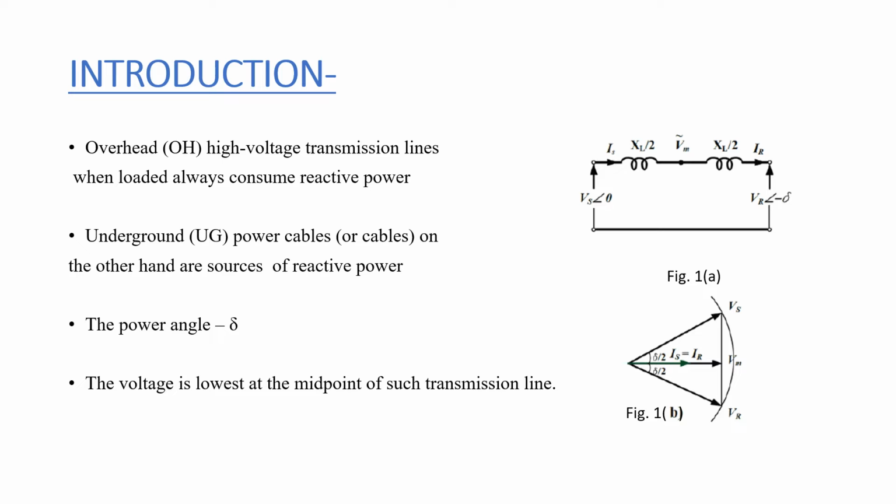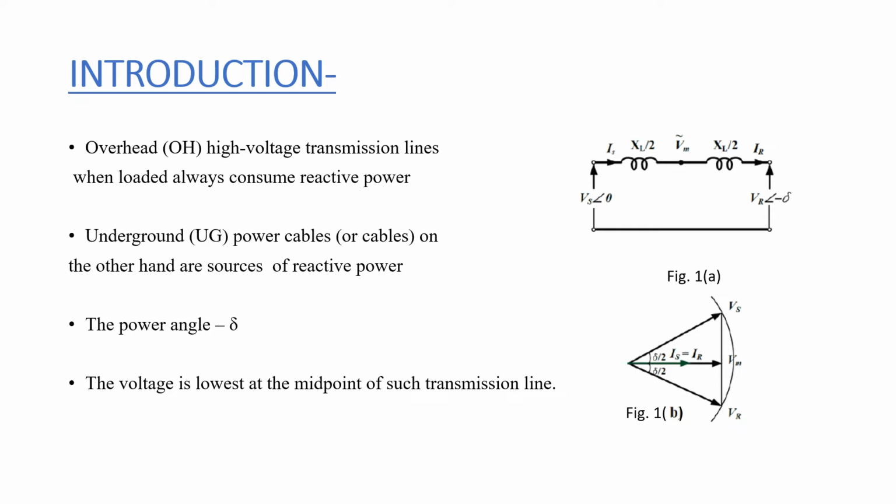In contrast to that, underground power cables supply reactive power, as they inherently draw charging current. Figure 1A shows a two-bus overhead transmission line model and figure 1B shows the corresponding phasor diagram. The sending and receiving end voltages have a phase angle difference of delta, which can be seen in the phasor diagram, that Vs and Vr have a phase angle of delta. This delta is known as the power angle.